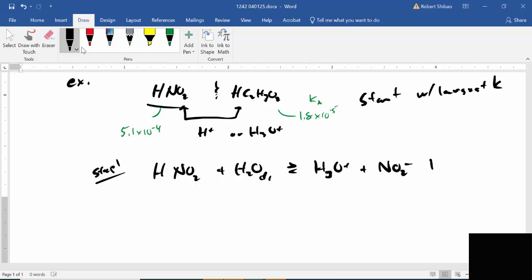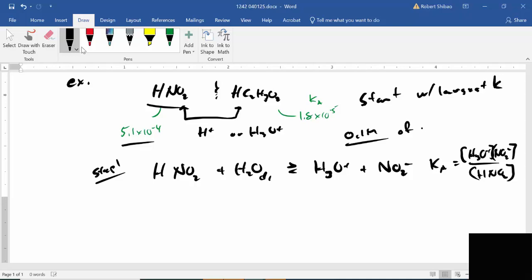And we know that Ka will be the hydronium ion concentration times the nitrite concentration divided by the nitrous acid molecule concentration. This is going to equal 5.1 times 10 to the minus 4. So we'll do the same thing. We're going to start off with 0.1 molar concentrations of each.